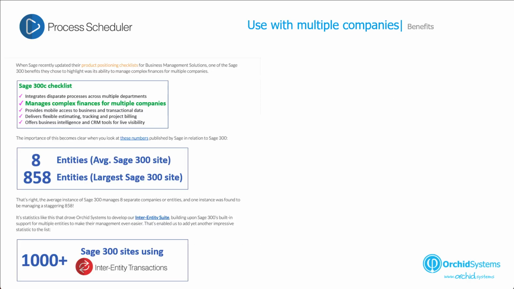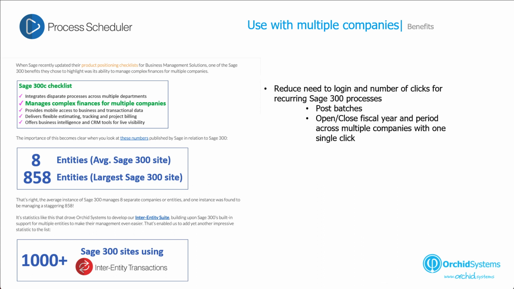Process Scheduler is particularly convenient when you're running multiple databases within Sage 300. And as you're probably aware, Sage 300 is very often used to manage complex finances for multiple companies. On average, Sage 300 sites have 8 entities, and the largest has over 800 entities. A lot of these companies use inter-entity transactions and inter-entity trade to help automate transactions between multiple Sage 300 companies. And Process Scheduler is a very useful tool for all these companies.